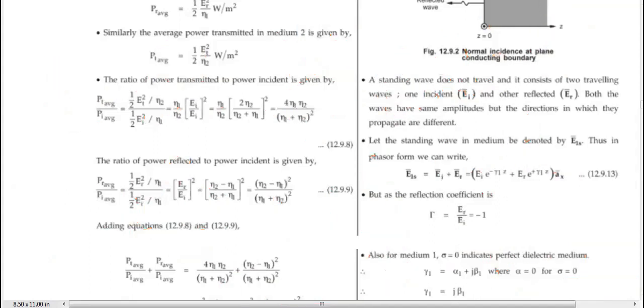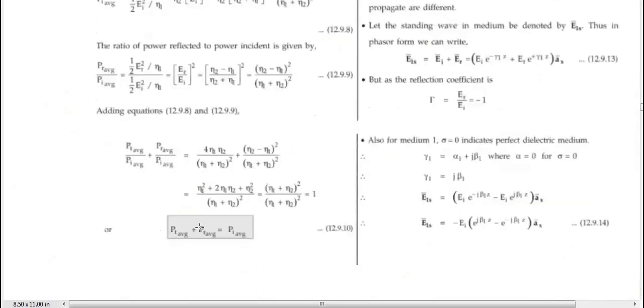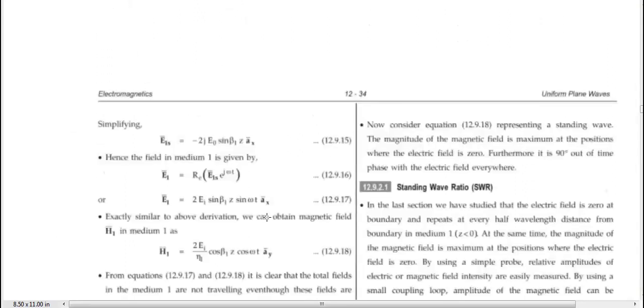The combination of the reflected and the transmitted average power is equal to the incident average power. Got it, my dear friends? You see here, PT average plus PR average is equal to PI average. Okay.